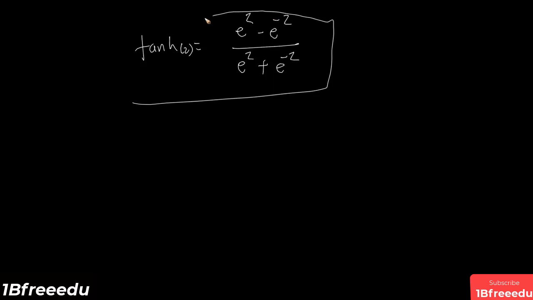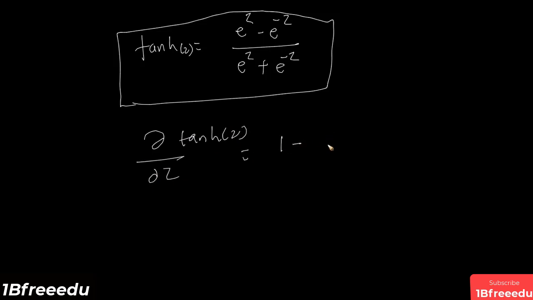So tanh is equal to (e^z minus e^(-z)) divided by (e^z plus e^(-z)). This is the tanh activation function, the formula for the tanh activation function. And if I take the derivative of tanh with respect to z, it is 1 minus tanh squared of z.